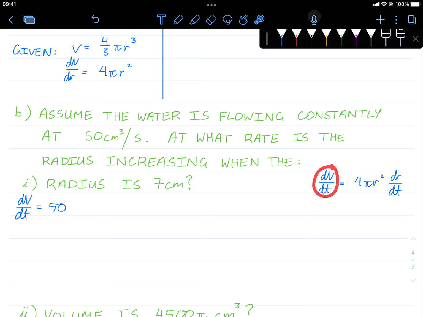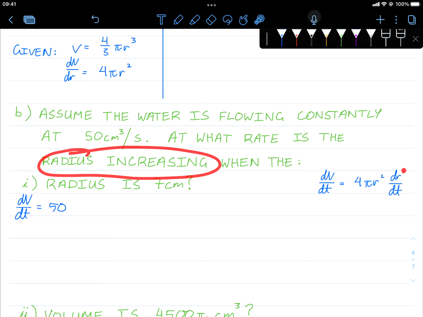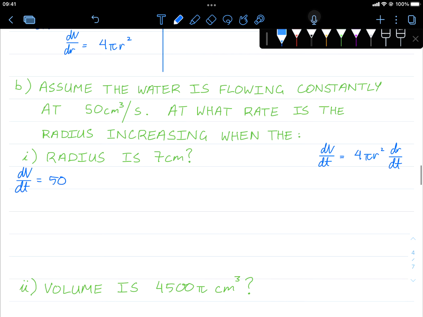And it's asking for us now, what rate is the radius increasing? So we're actually trying to look for this value. So that is what we are looking for. So in this question, we're given dV on dt, and we're looking for dr on dt. So that's what we are looking for.